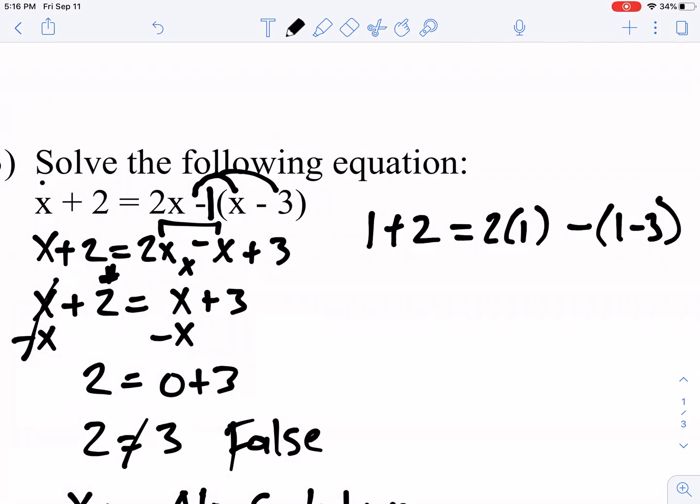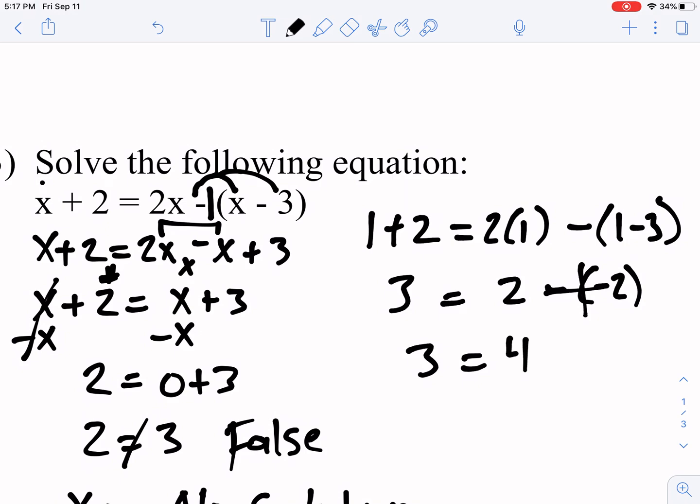What's 1 plus 2? 3. And I know I'm kind of going outside of the order of operations here. I'm just kind of going left to right. 2 times 1 is 2. And then we have minus, what's 1 minus 3? Okay, that's a negative 2, right? Okay, well, going back to what we talked about before, we have minus a negative. What do you do when you minus a negative? You change it to addition, and we get 3 is equal to 4.